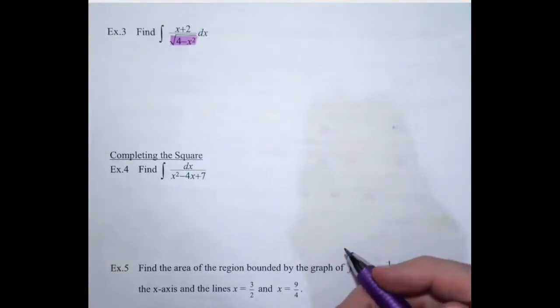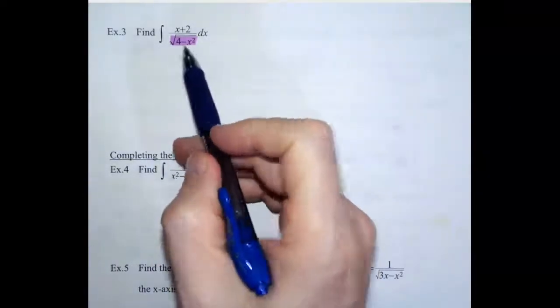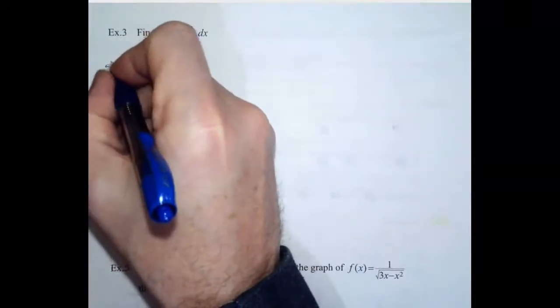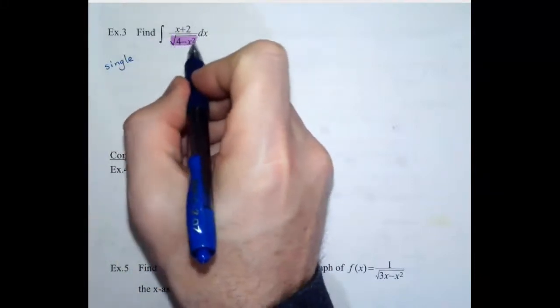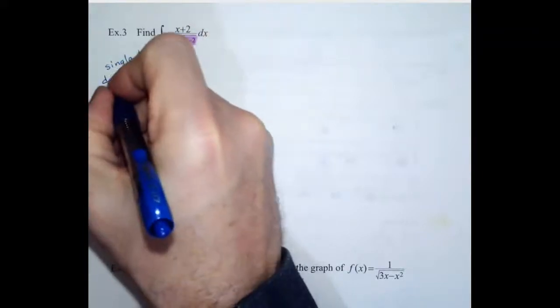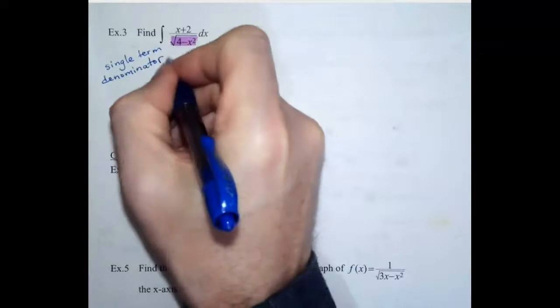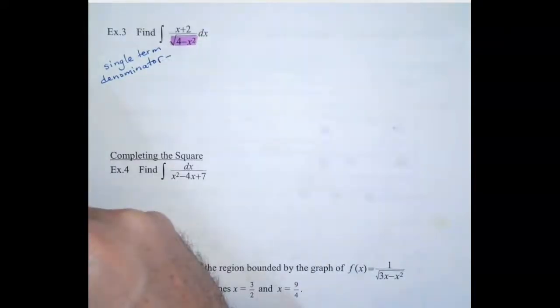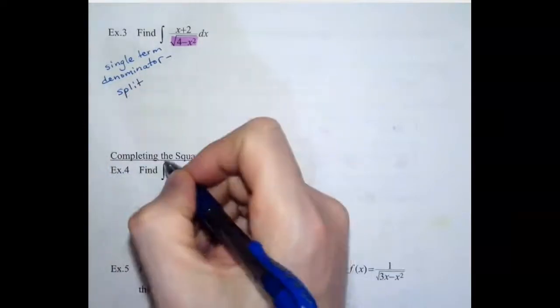So when you look at this, hopefully you think to yourself, obviously there's a reason I have that highlighted. Even though it looks like there's stuff in there, it's still just one term. It's all together, so it's a single term denominator. I've gone over that many times, trying to get you to think about what that means. So that means we want to split this.